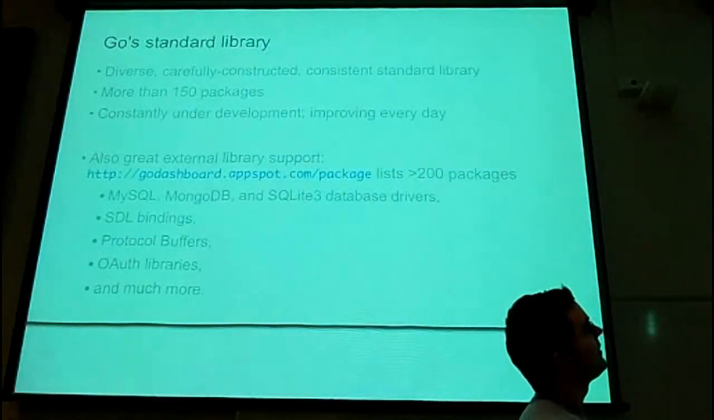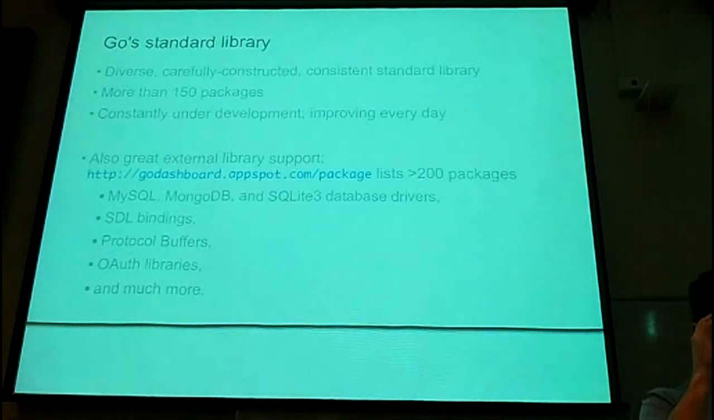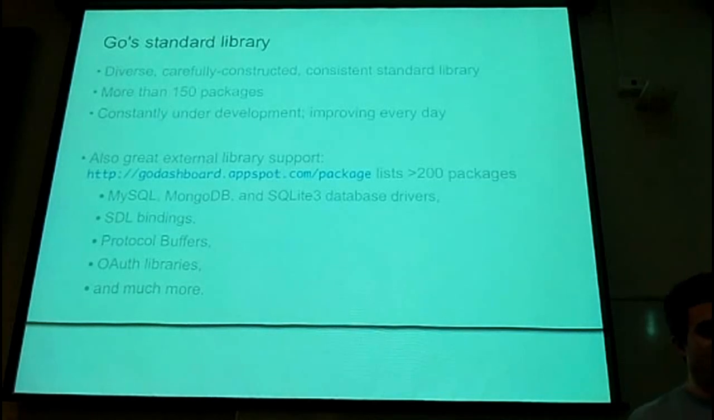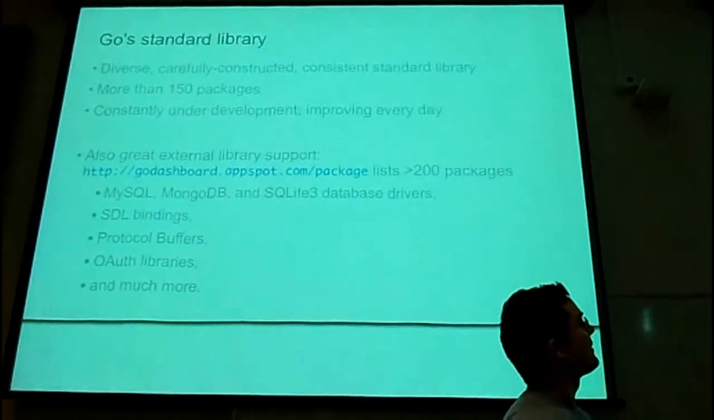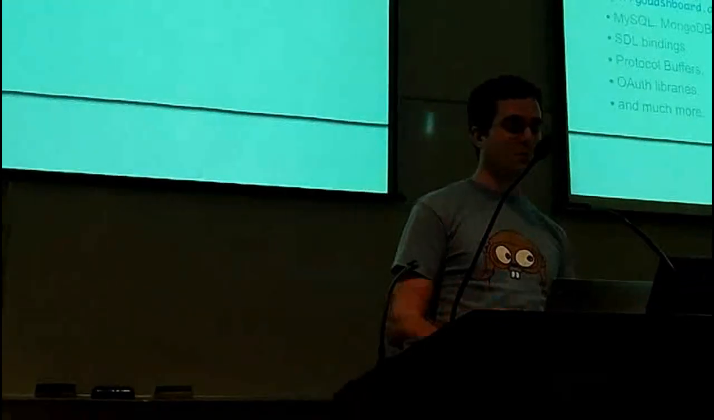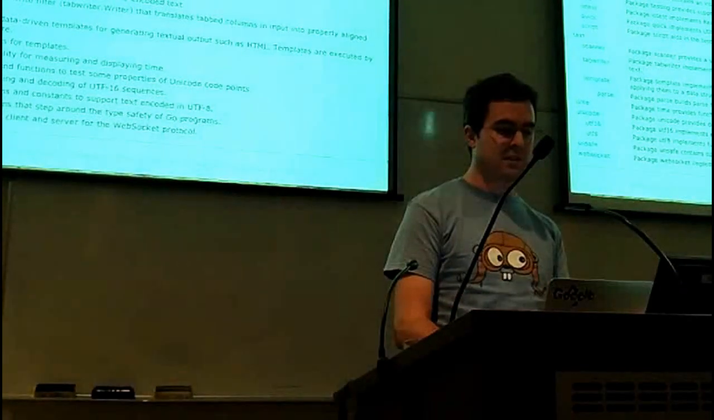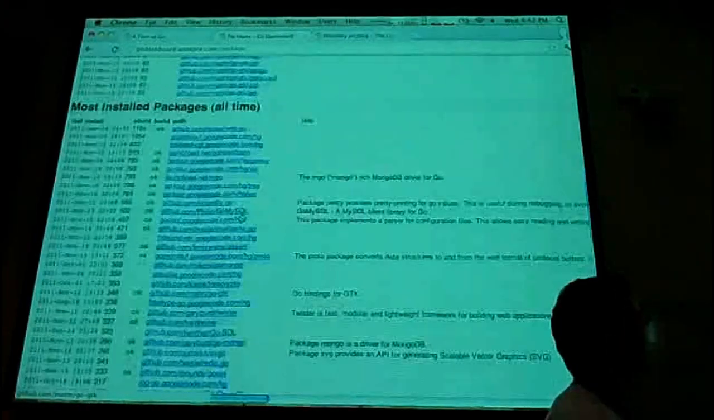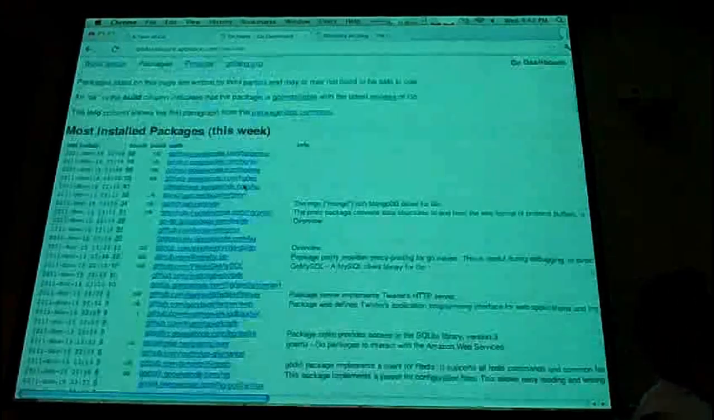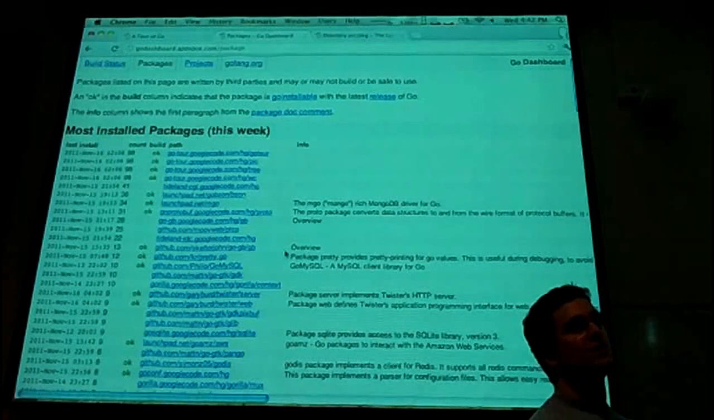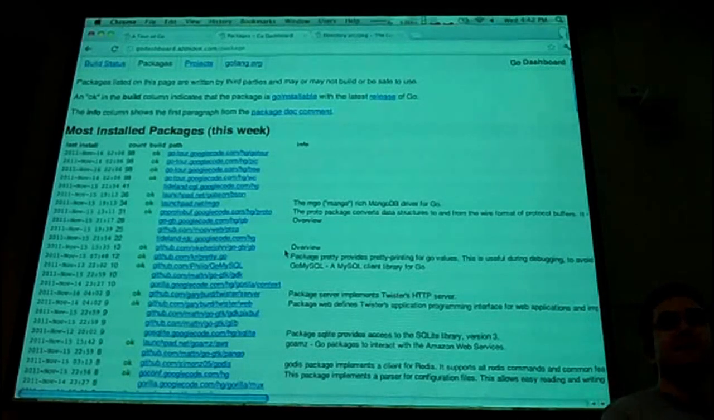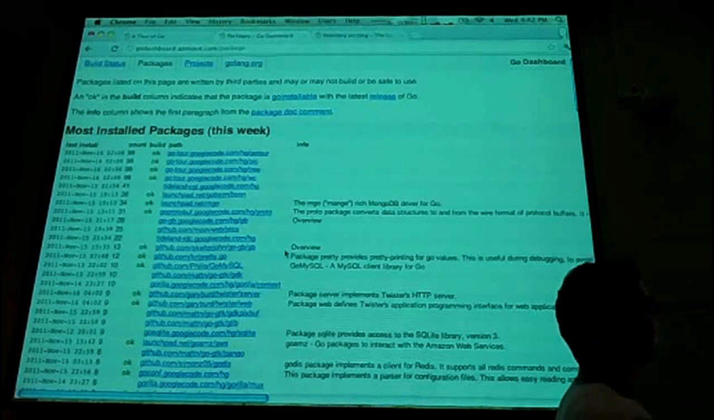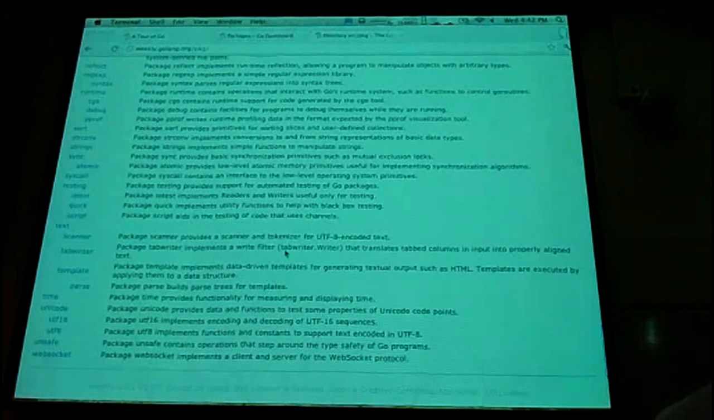And we're constantly developing it, and it's really improving all the time, and in the last couple of years, it's become quite sweet, if I do say so myself. Not that it's all my work, but we also have a lot of external library support, and that go install tool that I talked about, it actually lists more than 200 packages at the package dashboard, and so it shows you the most popular packages by their import paths. And you can see recently installed packages as well as the most installed packages of all time. And I even have a continuous builder that shows you which packages are currently building against the current release version of Go. So you can see at a glance what builds and what's good. So that's also pretty nice.